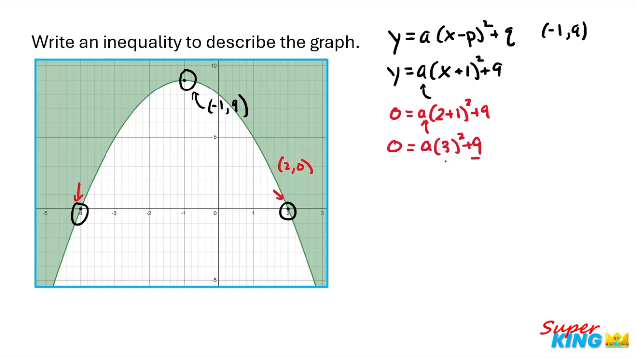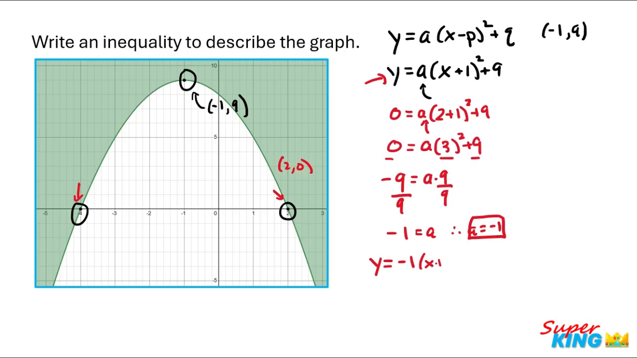Bring the 9 over to the left-hand side to get -9 is equal to a times 3 squared, which is going to be 9. Then we can divide both sides by 9 to get -1 is equal to a. Therefore, a is equal to -1 in our original quadratic form. So we can say that y is equal to -1 times (x plus 1) squared plus 9.